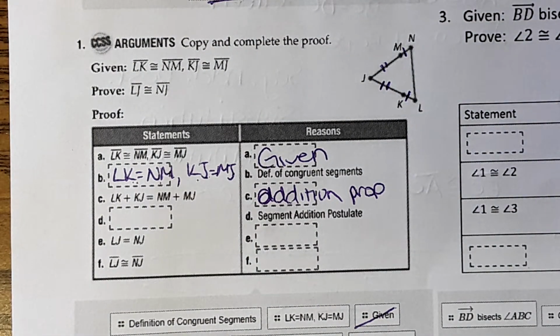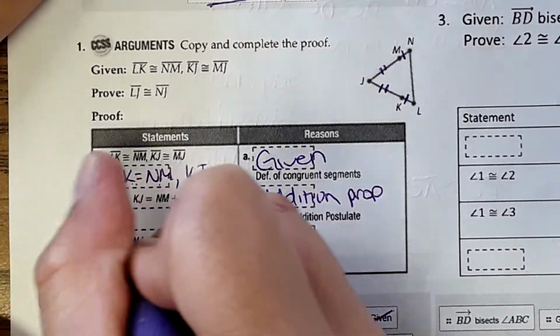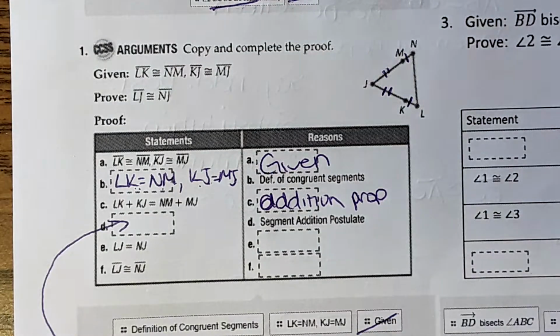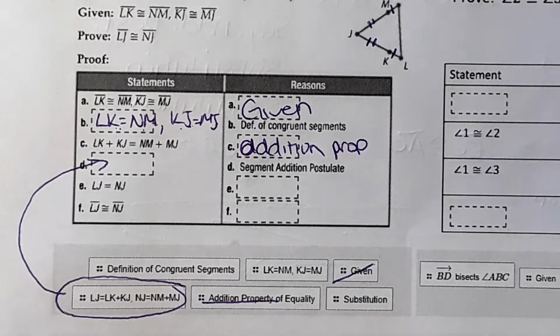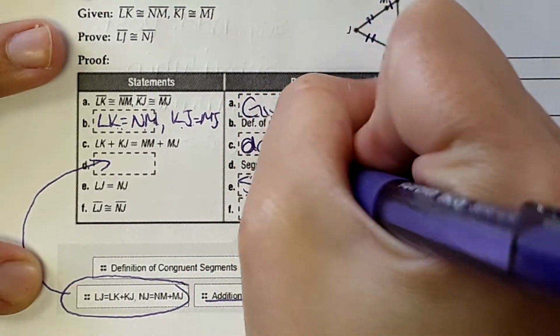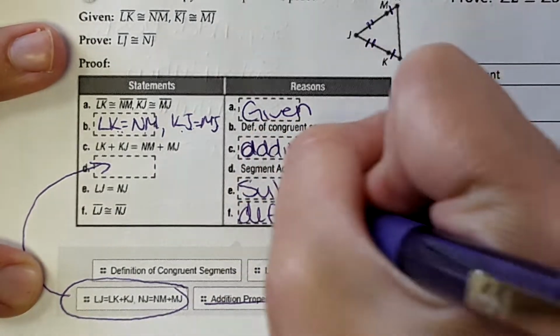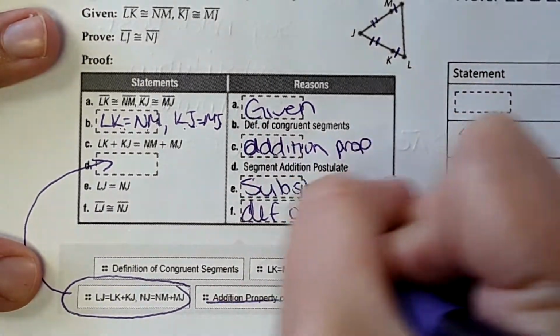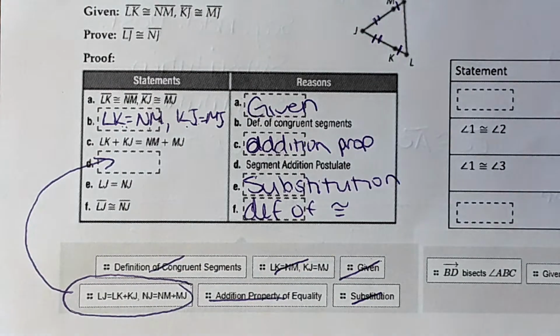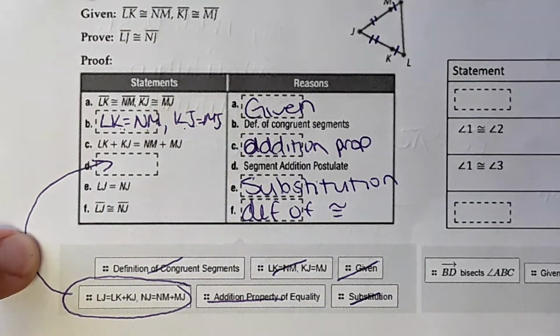And then segment addition postulate. I'm just looking for the right format there, and that's this, where one side of the segment plus the other side equals the entire segment. LJ equals NJ, that's substitution. And last but not least, definition of congruent segments. And thank you, next. Moving up to the top.